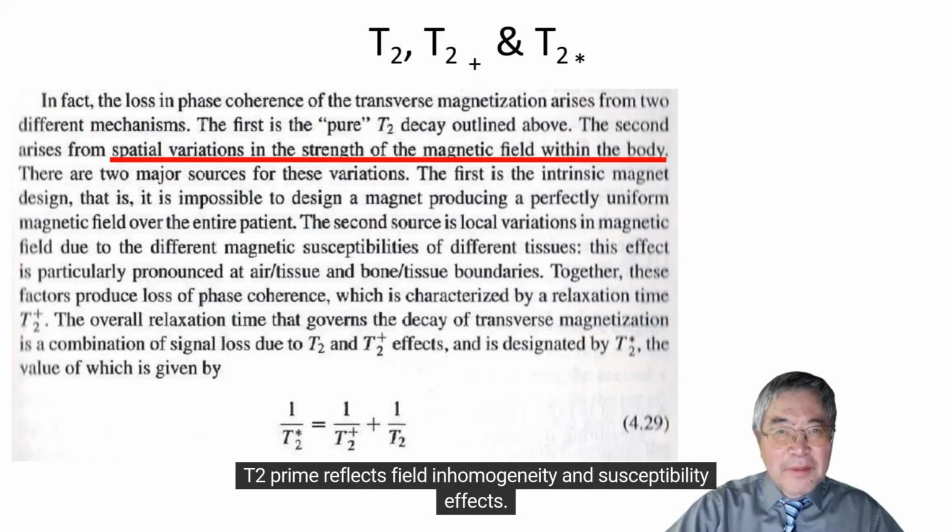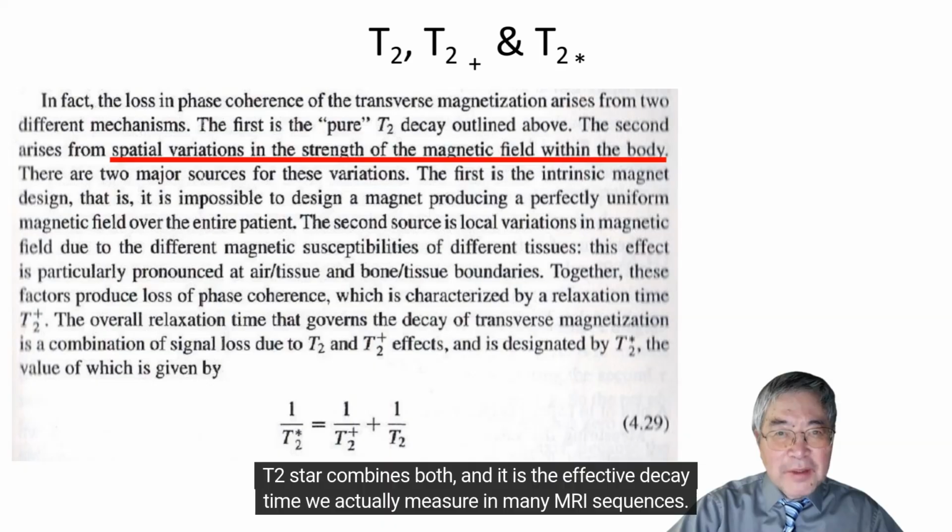T2 prime reflects field inhomogeneity and susceptibility effects. T2 star combines both, and it is the effective decay time we actually measure in many MRI sequences.